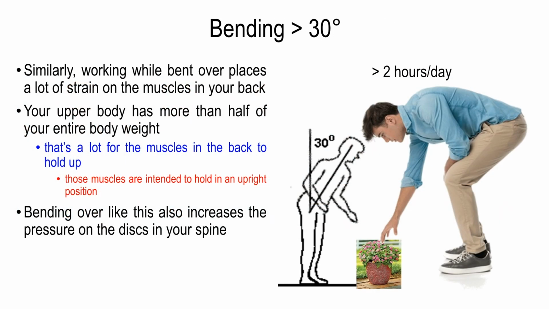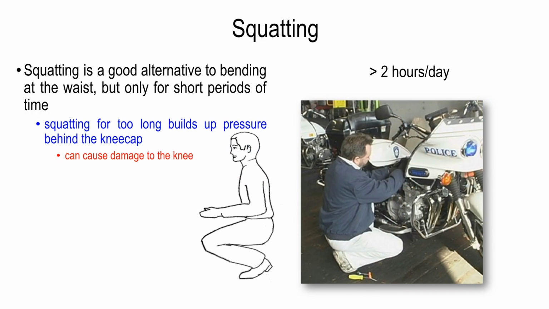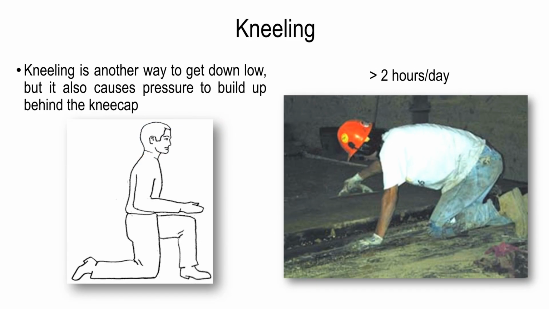Similarly, bending the back more than 30 degrees for over 2 hours a day puts immense strain on back muscles and increases pressure on spinal discs, especially since the upper body is more than half of the total body weight. Squatting is a better alternative to bending at the waist, but prolonged squatting more than 2 hours a day causes pressure behind the kneecap and can damage the knee. Kneeling for more than 2 hours a day also builds pressure behind the kneecap and can cause issues.